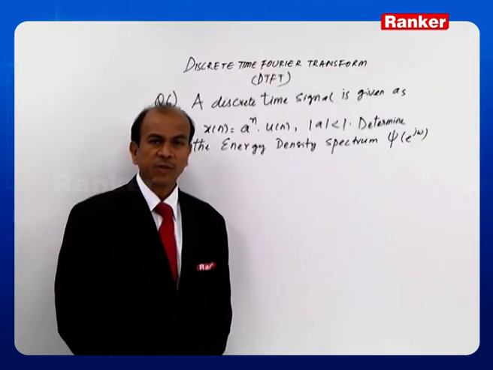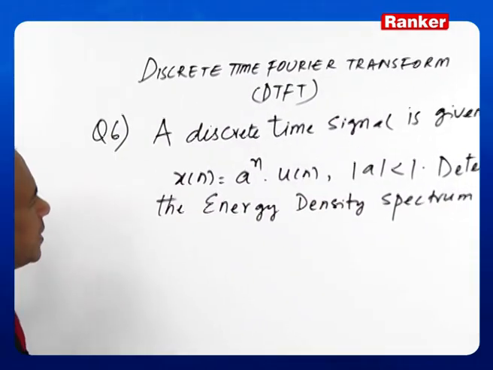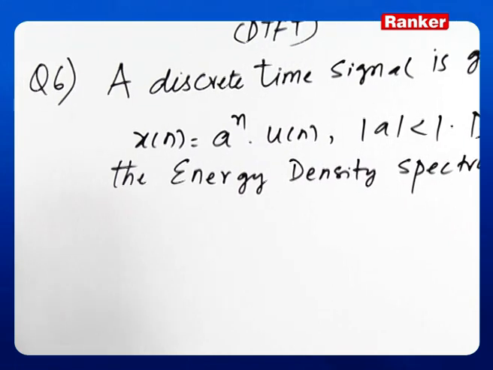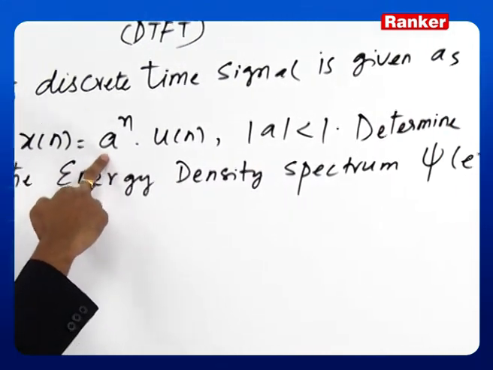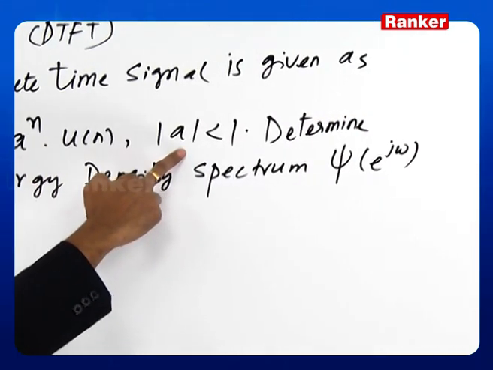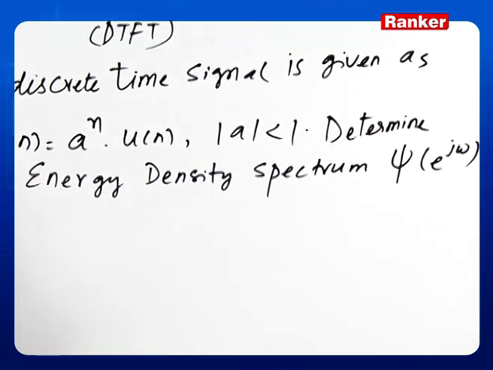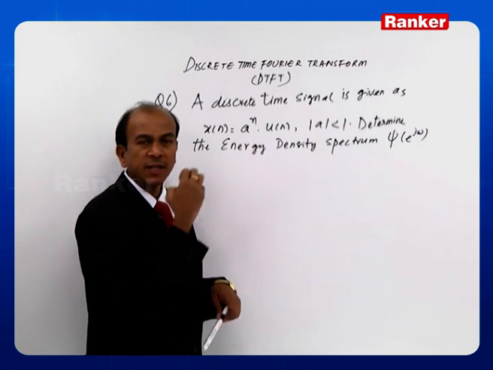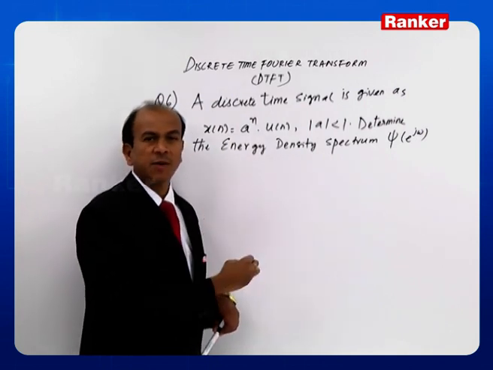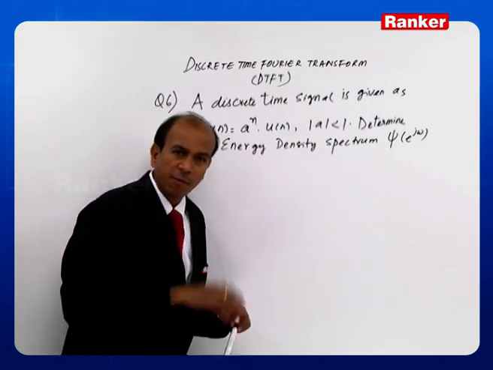Let us see question number 6. Question number 6 is: a discrete time signal is given as x of n equal to a to the power of n u of n, where mod a is less than 1. Now, we have to determine the energy density spectrum phi of e to the power of j omega. Let us see what are the steps involved in doing this type of problem.